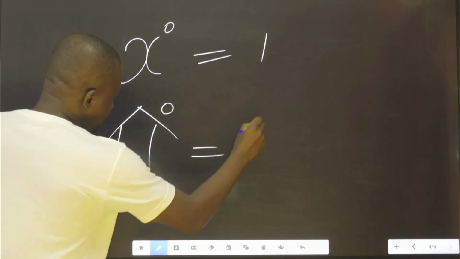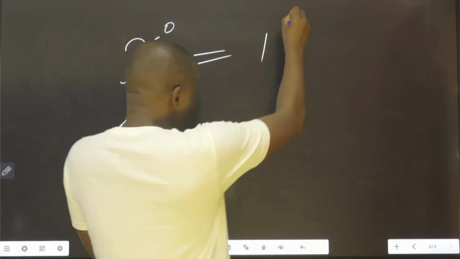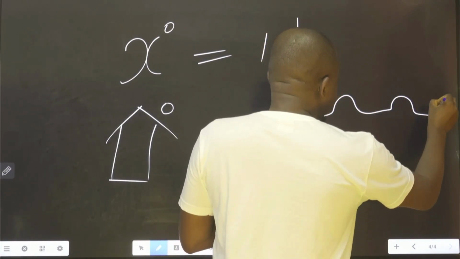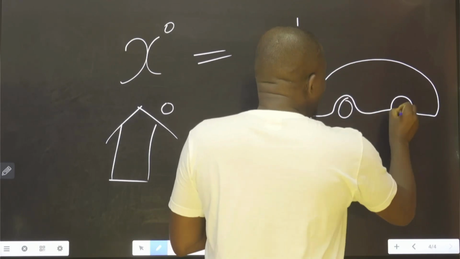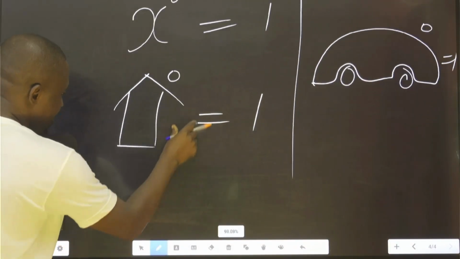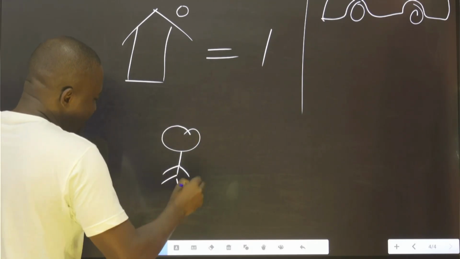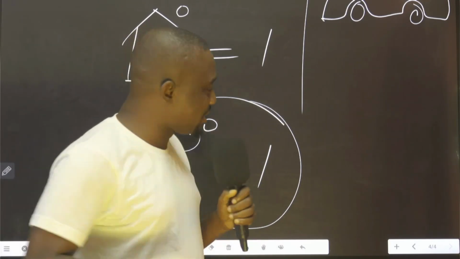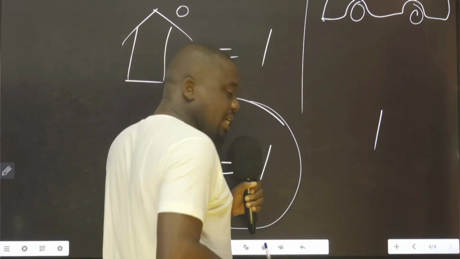Anything raised to the power 0 is equal to 1. Assume you have a beautiful car you just bought. This car raised to the power 0 is equal to 1. Even you that is looking at me, raised to the power 0 is equal to 1. So if you see 1, I can express it anyhow.